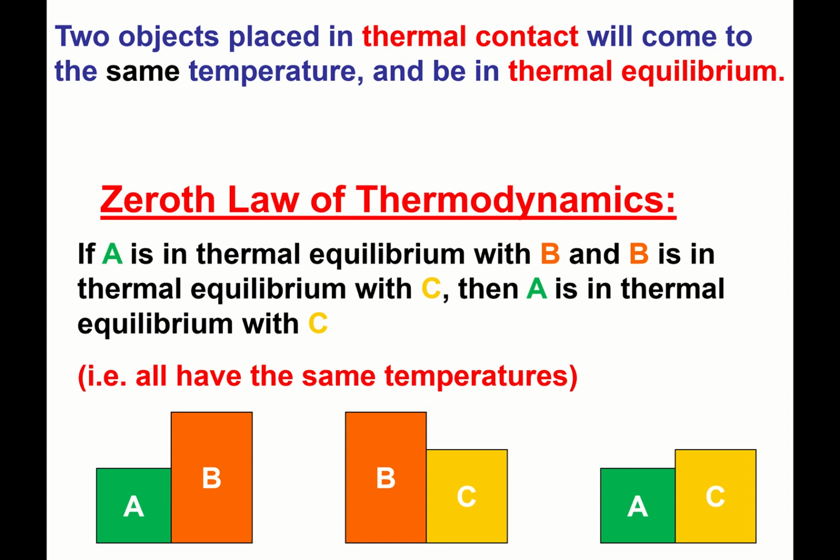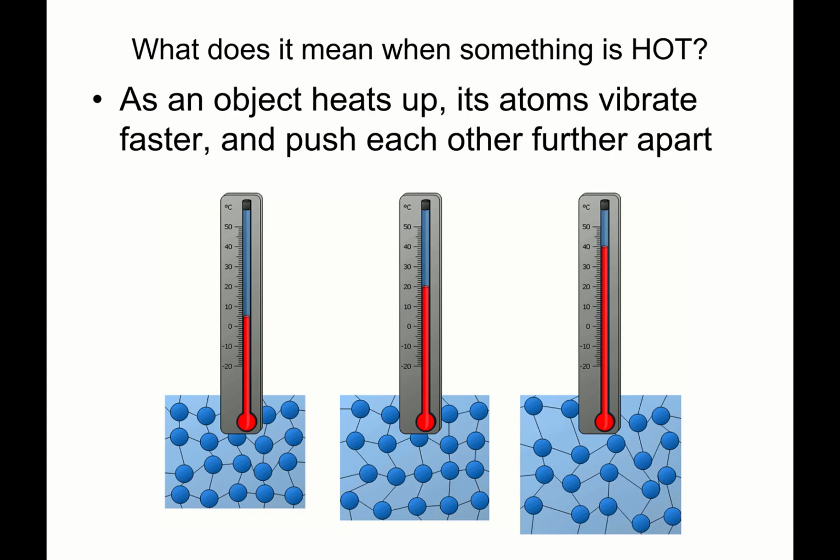The zeroth law of thermodynamics says that if you have three objects, A, B, and C, and A and B are in thermal equilibrium with each other, and B and C are in thermal equilibrium with each other, then A and C must also be in thermal equilibrium. It might make more sense if you think about it as having the same temperature. If A has the same temperature as B and B has the same temperature as C, then A and C must also have the same temperature. We call this the zeroth law of thermodynamics.